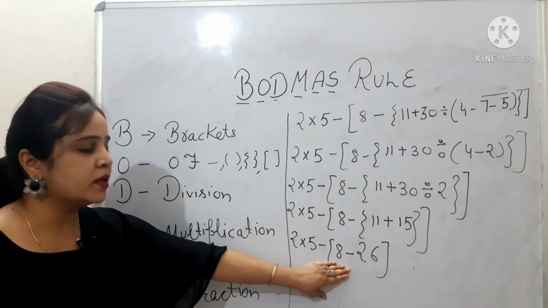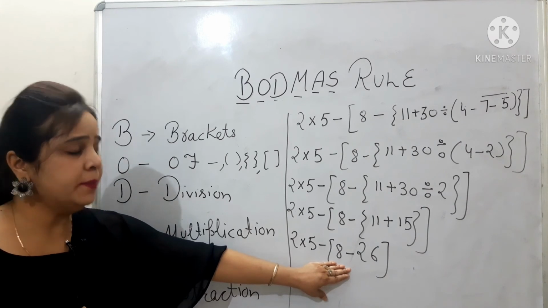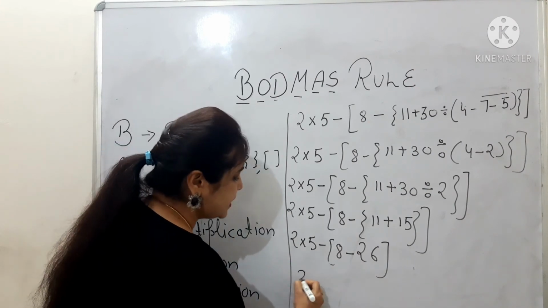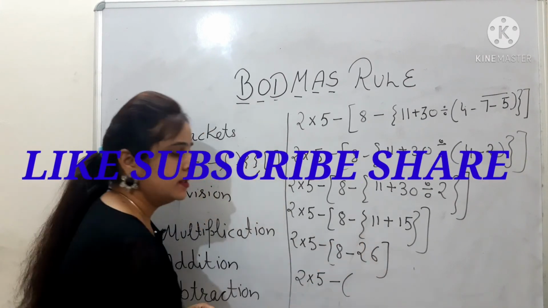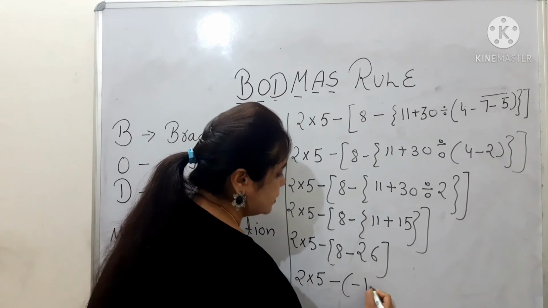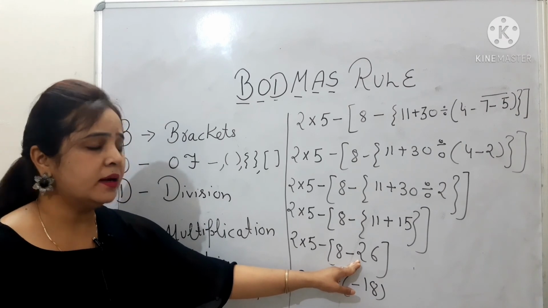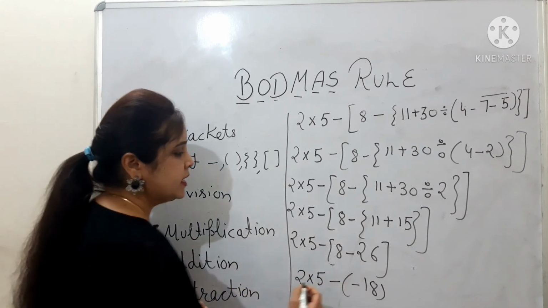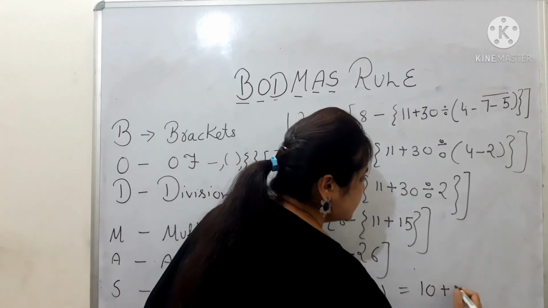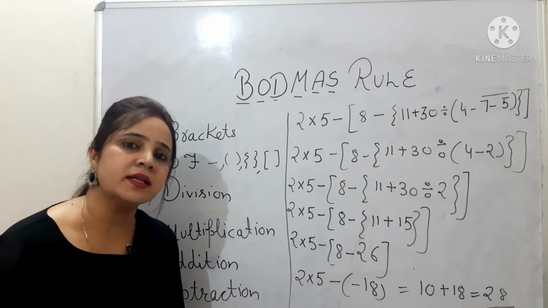Now the last one is your what? Yes, very good, the last one is our big brackets. Under big brackets we have 8 minus 26. What is 8 minus 26? Yes, very good, 8 minus 26 is minus 18, because with the bigger number we have the sign of minus. Now it is 10, and minus into minus is plus. So 10 plus 18, the answer is 28. What is the answer here? The answer here is 28.